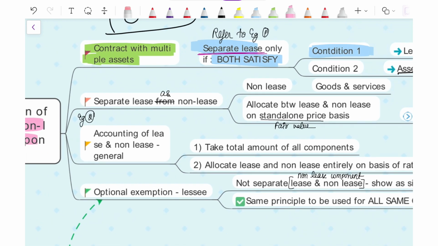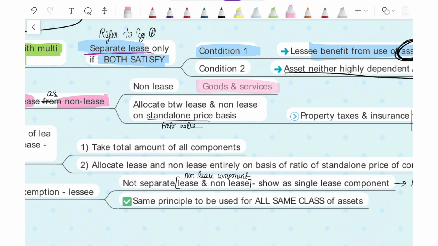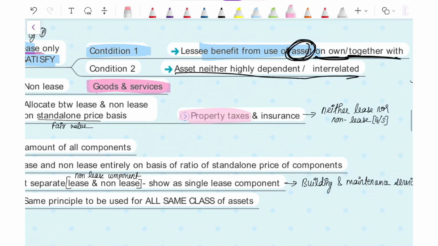Next is separating lease from non-lease. So from a total contract, you have to separate the lease component and the non-lease component. So what is a non-lease component? Goods and services are a non-lease component. Now suppose there is something known as property tax and insurance in a contract, what are you going to do about it?